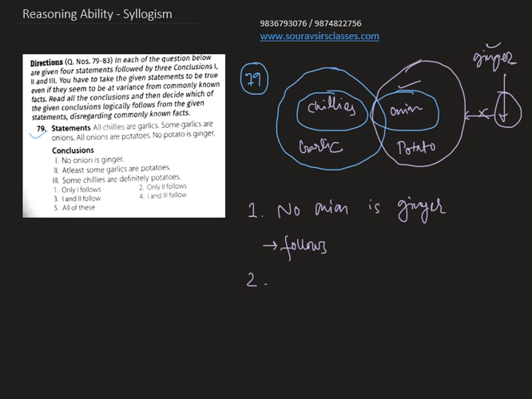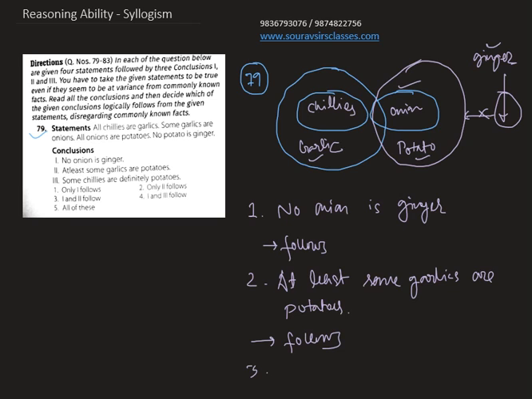At least some garlics are potatoes. This is the garlic set and this is the potato set, and we can say that at least some garlics are potatoes, as there is an intersection between these two sets. At least some garlics are potatoes. Therefore, we can say that the second conclusion follows.